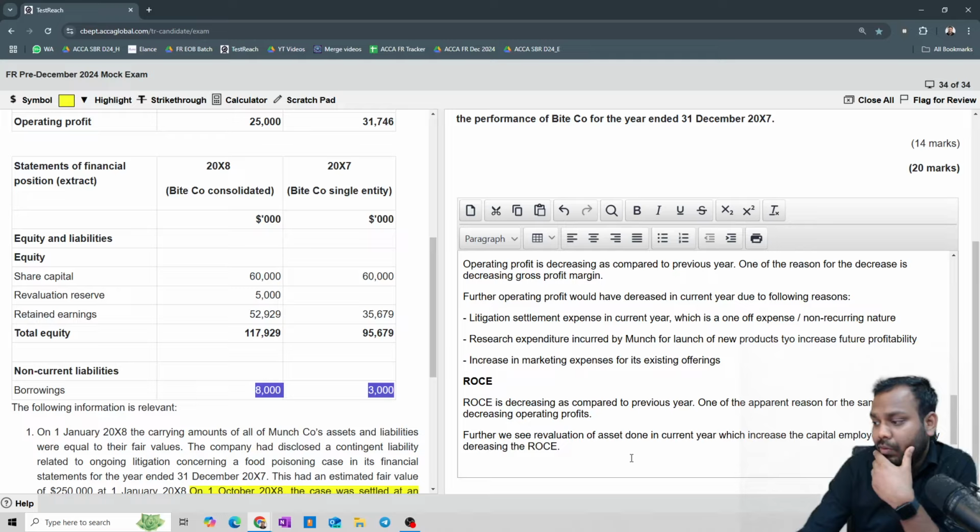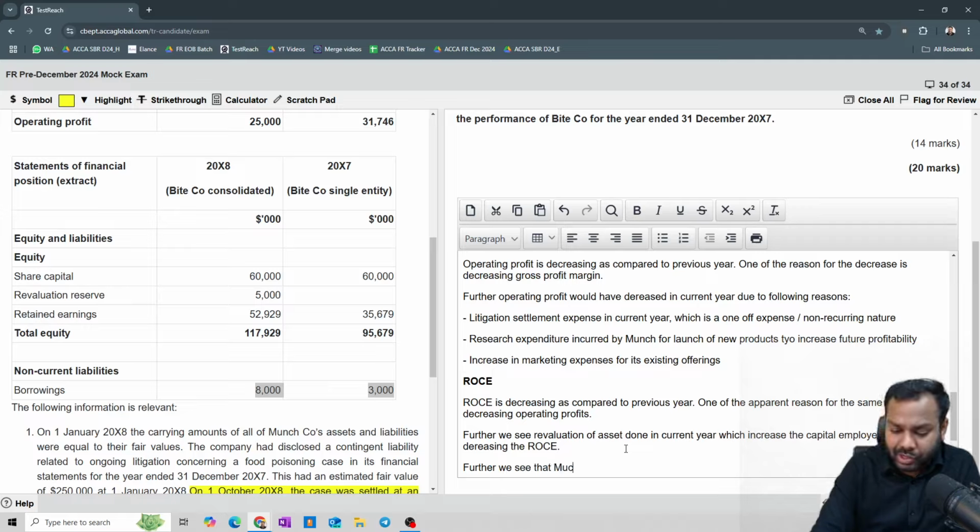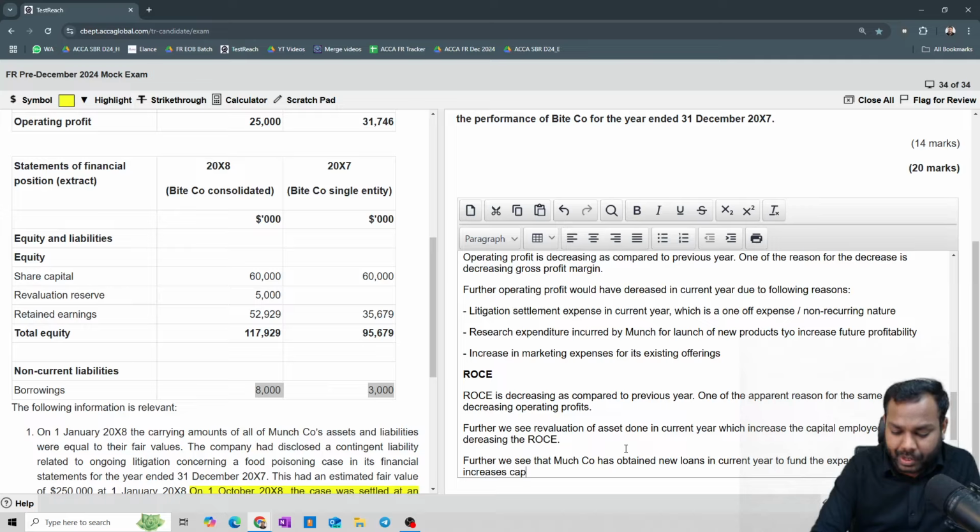See the loans taken. Further we see that Munch company has obtained new loans in current year to fund the expansion plans, which increases capital employed, and thereby decreases ROCE. So we've written 3 points for ROCE also.